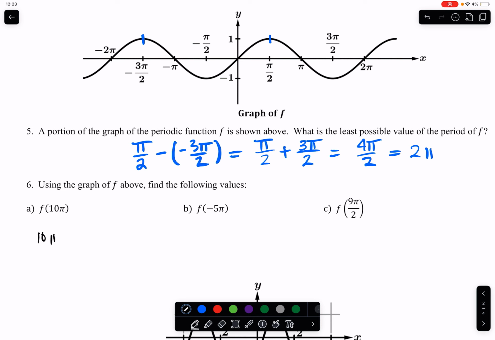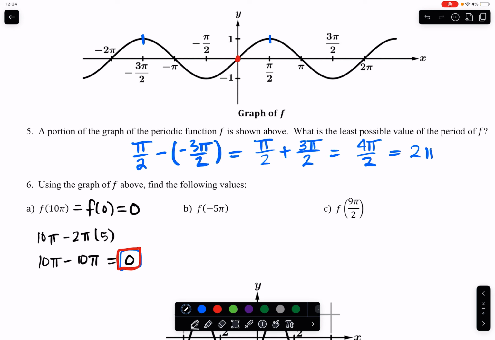So I have 10 pi, and I'm going to subtract 2 pi a total of 5 times. 5 times 2 is 10, and 10 minus 10 is equal to 0. So 0 pi, which is just 0, that's going to be at the origin. And I see that at the origin, let me do it in red instead, that's located right there. So the y value equals 0. So finding f of 10 pi is the same thing as finding f of 0, which equals 0. So that's your answer.